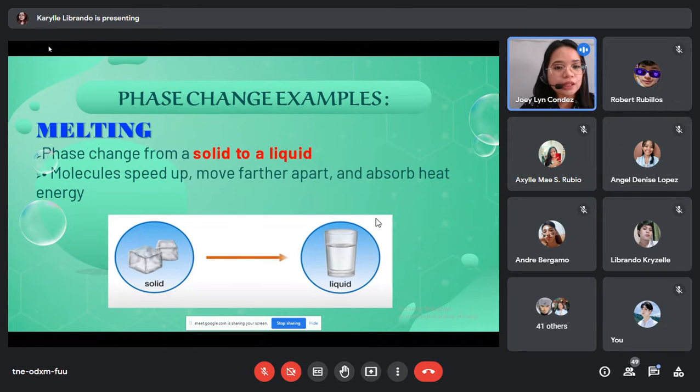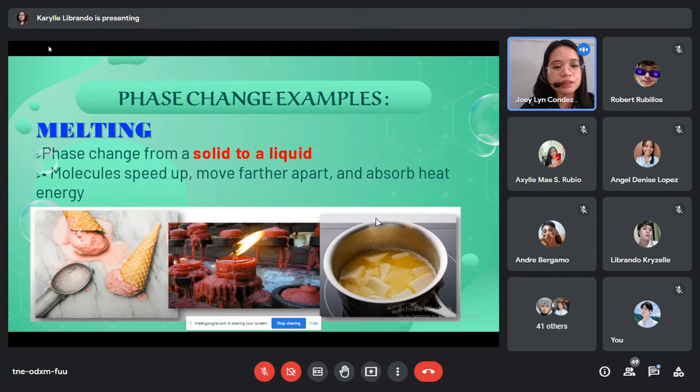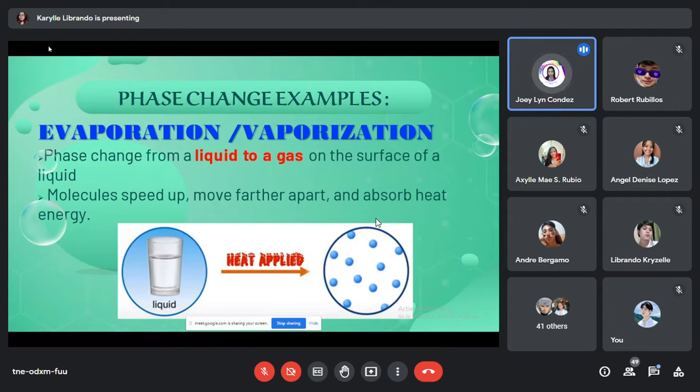Okay, more examples of melting. We have the next slide. Melting of ice cream, melting of candles. And we also have here melting of butter. Like in cooking, instead of using oil, we can also use butter. But we need to melt the butter first. So how do we melt it? Of course, we need to apply heat. So that's melting. Next phase change, we have another one, evaporation or vaporization.